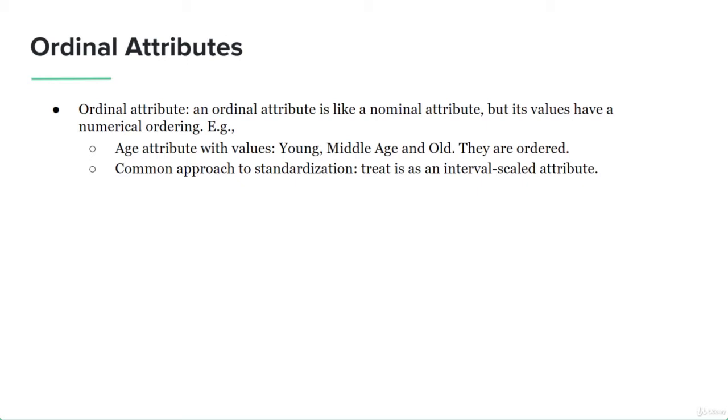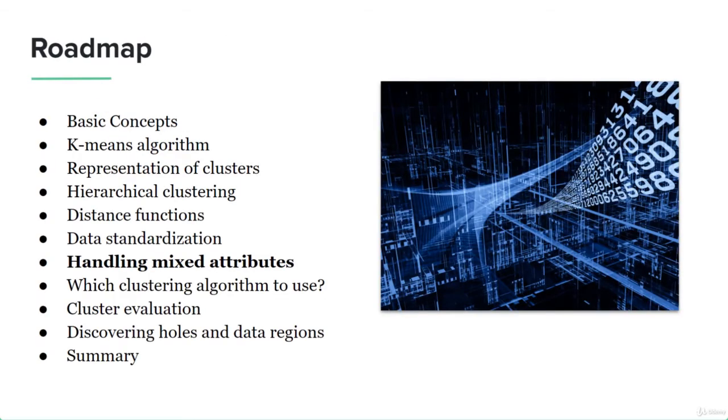So what we do is that in the case of ordinal attributes, we treat them as interval scaled attributes and we apply the same z transform function to normalize them. Okay, so moving on, let's talk about handling mixed attributes.